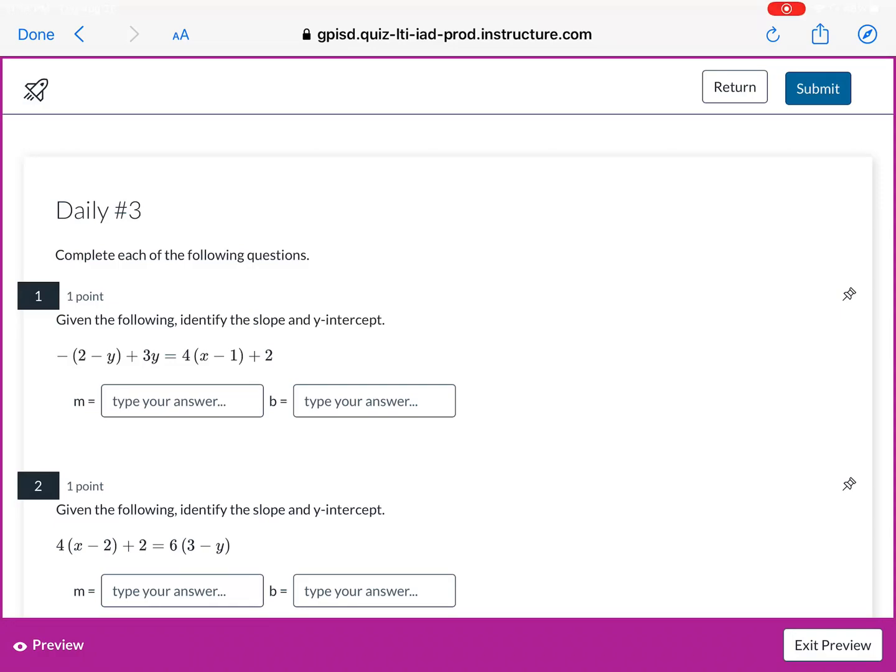All right, you guys, in this video, I'm going to be going over daily number 3. But before we get started, I want to make sure I say this. First of all, make sure you have either an expo or a pencil and paper to be writing this down. I'm going to say this, and I'm probably only going to say this once. The answers that I write down are going to be incorrect.